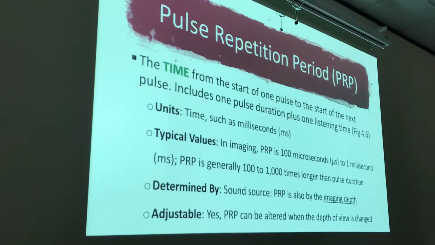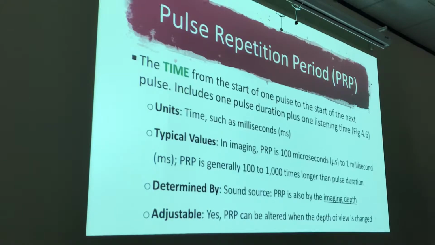The typical values in diagnostic imaging for PRP is 100 microseconds to 1 millisecond. PRP is generally 100 to 1,000 times longer than the pulse duration. That makes plenty of sense, right? Because our pulses are always really short. So just think about this. The pulses we can't change those, remember? We can't change the pulse.